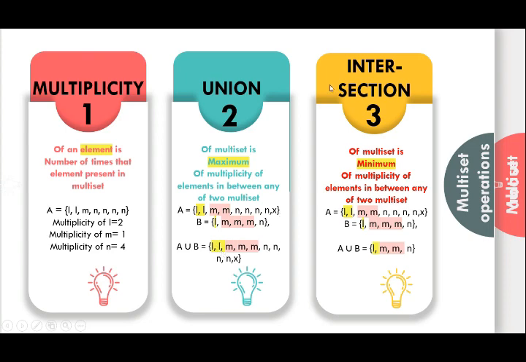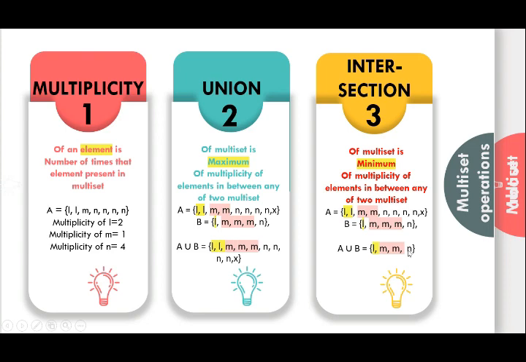In the opposite way, the intersection will be the minimum of the multiplicity of the element in either of the 2 multisets. Now in these 2 sets, here L appears twice, here L appears 1 time. So this is the smaller appearance, or the minimum multiplicity of my L. So this will be added in our intersection result.